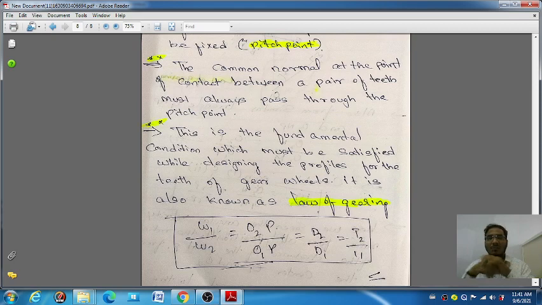The fundamental condition must be satisfied while we are designing the gear. So that is the fundamental condition from the derivation of the law of gearing formula. That is omega 1 by omega 2 is equal to O2P by O1P is equal to D2 by D1 is equal to T2 by T1. This is the final law of gearing formula. While you are solving problems, you have to use this.